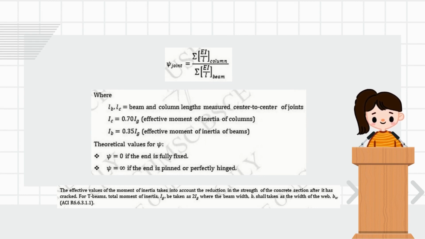The IC is equal to 0.7 Ig and IB is equal to 0.35 Ig. And the theoretical value for psi is 0 when it is fully fixed and infinite if the end is pinned or perfectly hinged. In practical structures, there is no such thing as a truly fixed end or a truly hinged end. Reasonable upper and lower limits on psi are 20 and 0.2.